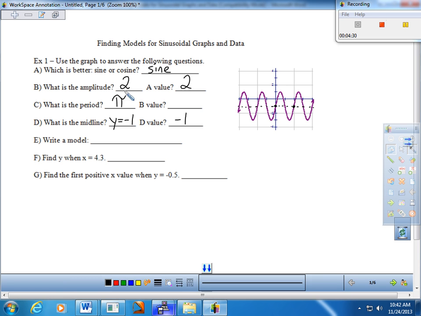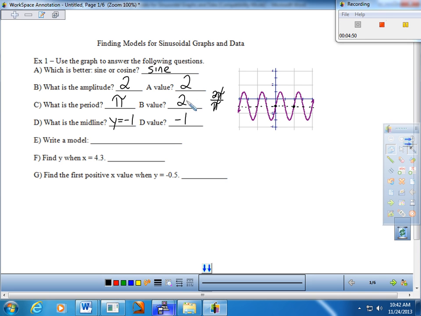Okay. Now, hopefully you remember, and if you don't, that's all right. How do you get the B value from the period? Remember, it is 2 pi over the period. So 2 pi over pi would do the trick here. These are going to obviously cancel, and so we should get a B value of 2.